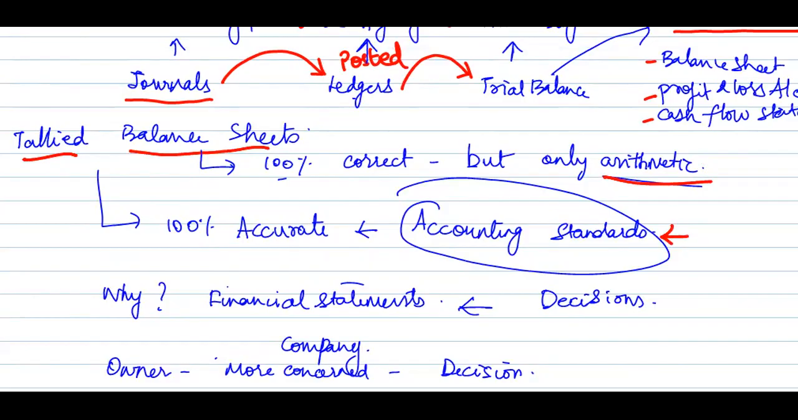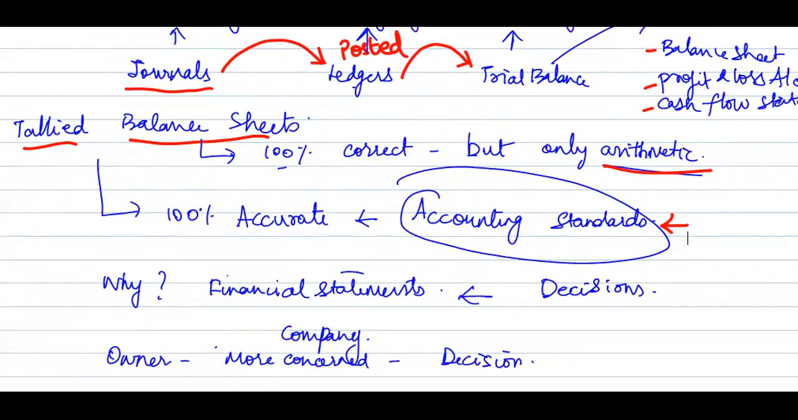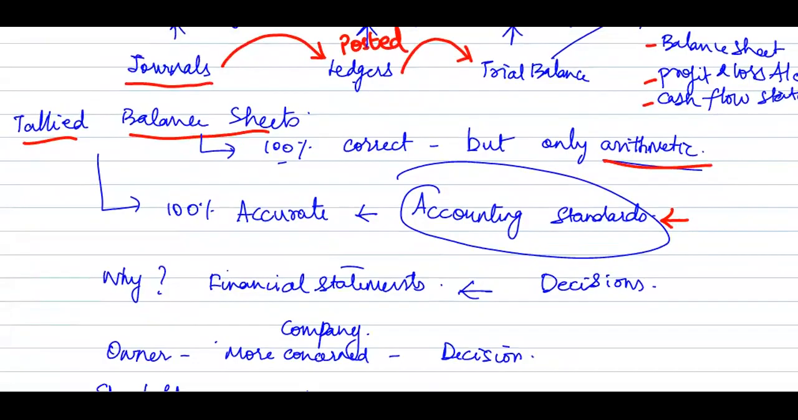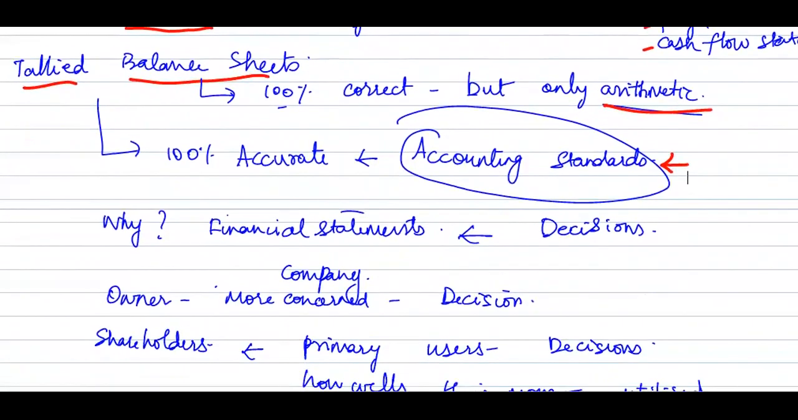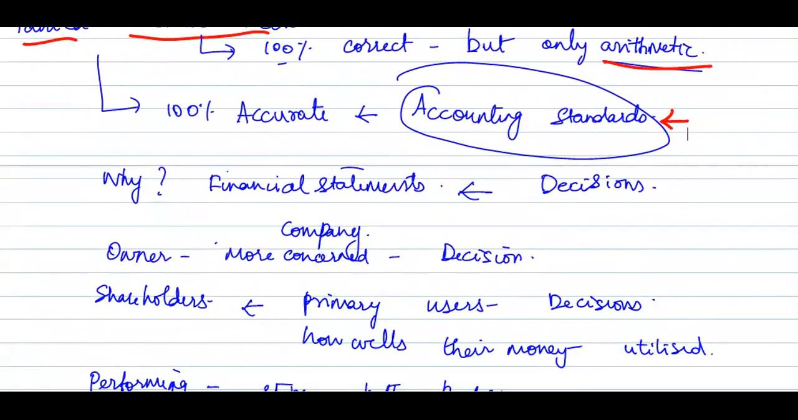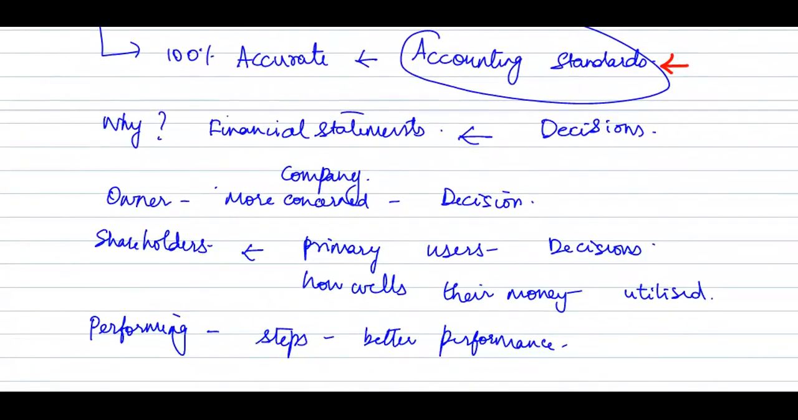Why are these financial statements needed? As we know, these financial statements are the basis on which decisions are being made. Who makes the decisions? For whom are these financial statements being prepared? It is for the owners, who are the primary users of the financial statements. Who are the owners? Shareholders, right? They have invested their hard-earned money in that particular company.